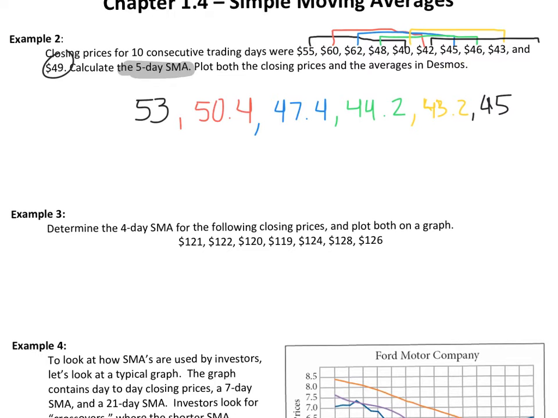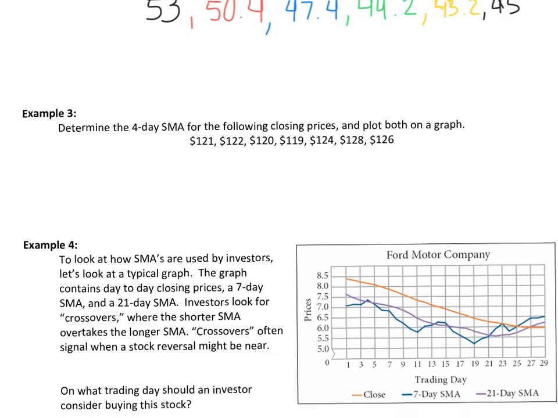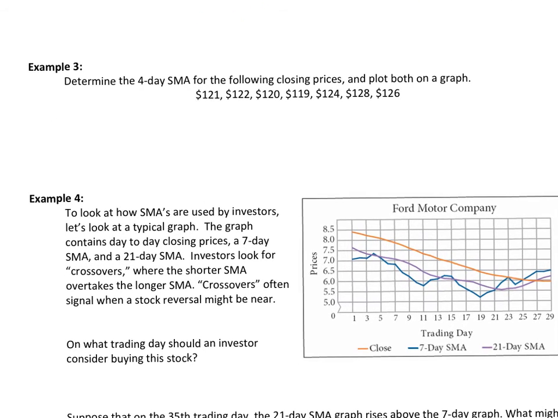Okay. So the next example, I made it a little shorter, so we don't have to do so many. But this is a 4-day simple moving average. So that means I only go 4 numbers at a time. So let's do this one. 4 days. 1, 2, 3, 4. So 121 plus 122 plus 120 plus 119 equals, divided by 4, is 120.5.